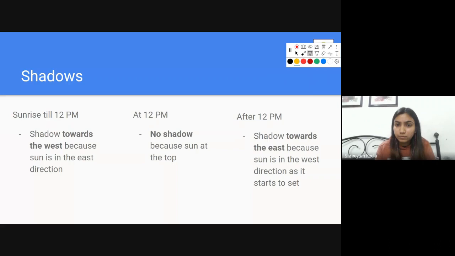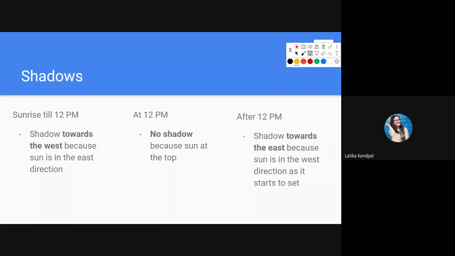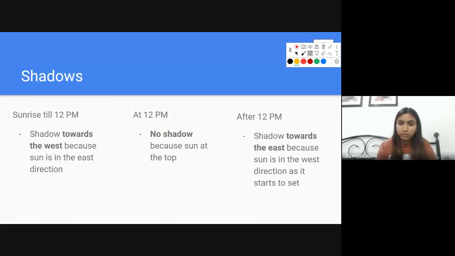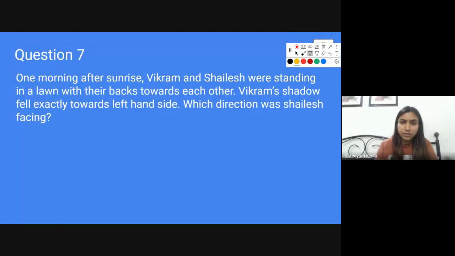Okay, whoever asked me that doubt, is it clear? Yes. Okay, so this is it. This is just little things, all the highlighted stuff, you just remember that. So let's look at a question based on this.